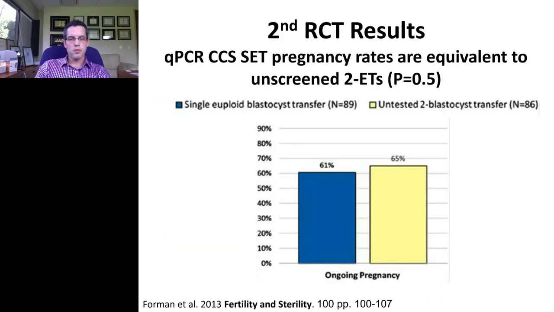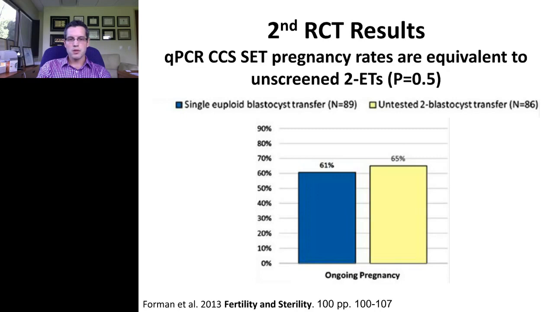This led us to perform a second randomized controlled trial, which was a non-inferiority randomized trial, where we wanted to establish that, in fact, we could get equivalent success rates with a single euploid embryo compared to the standard of care, which is transferring two unscreened embryos.